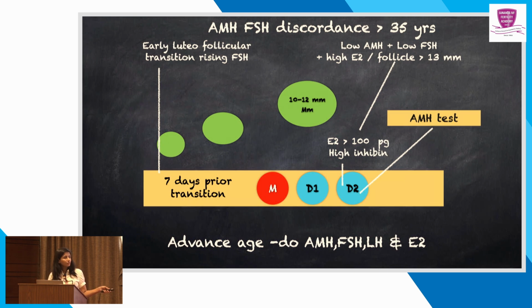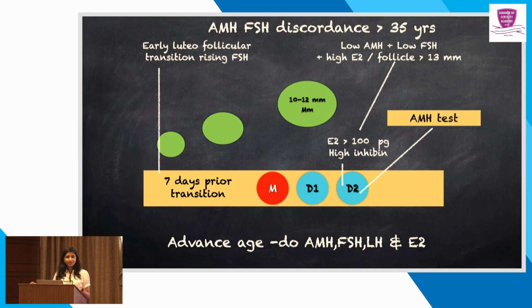Because if you want to know a correct value of FSH, you have to do AMH, FSH, LH along with estradiol, or combine with sonography also. If she is not having a dominant follicle on day 2 or day 3 of the cycle, then whatever FSH you are seeing, that could be a correct value. But if she is having this follicle, your E2 is beyond 80 picogram or 100 picogram, means whatever FSH value you are seeing, that is falsely normal.